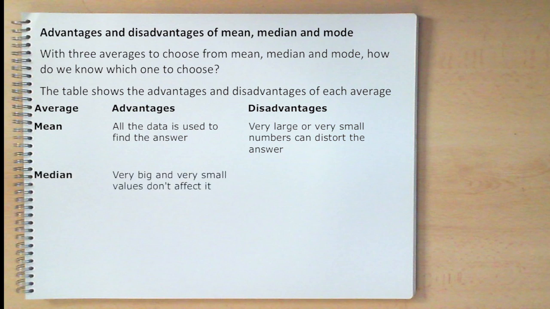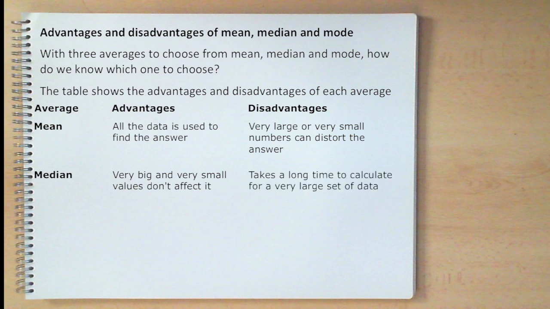So look at the median. First main advantage is that very big and very small values don't affect it. So we had that as a disadvantage for using the mean. If we use the median, we're only looking at the middle grouping of those numbers, then very big and very small values don't actually impact on that.